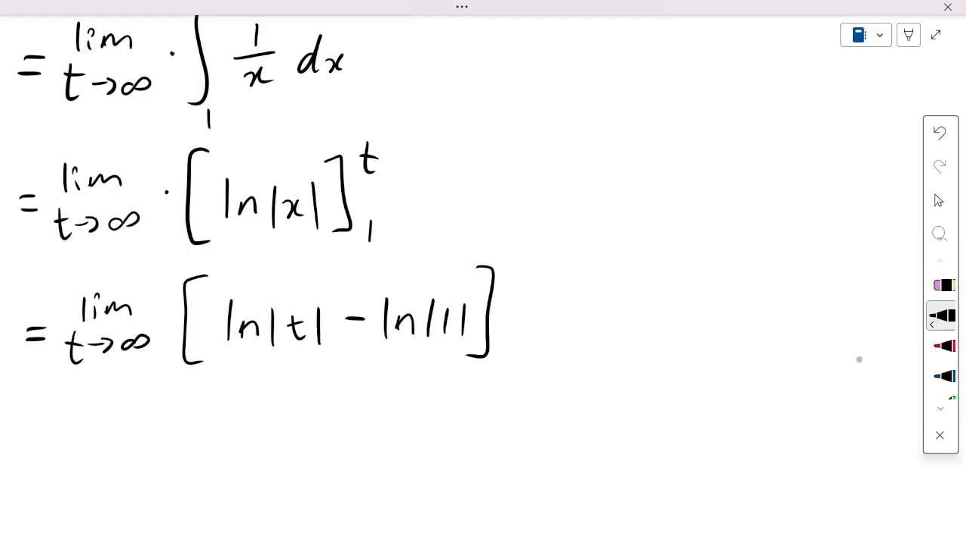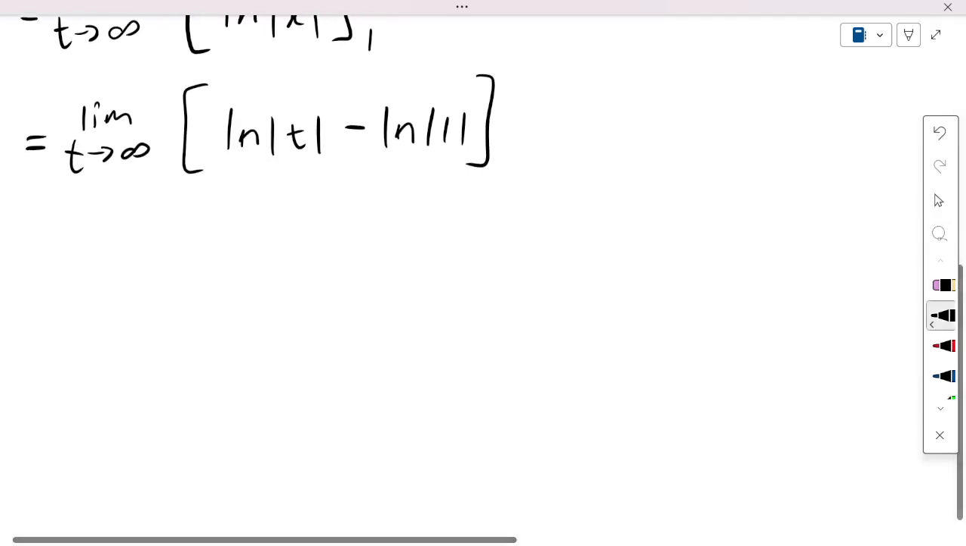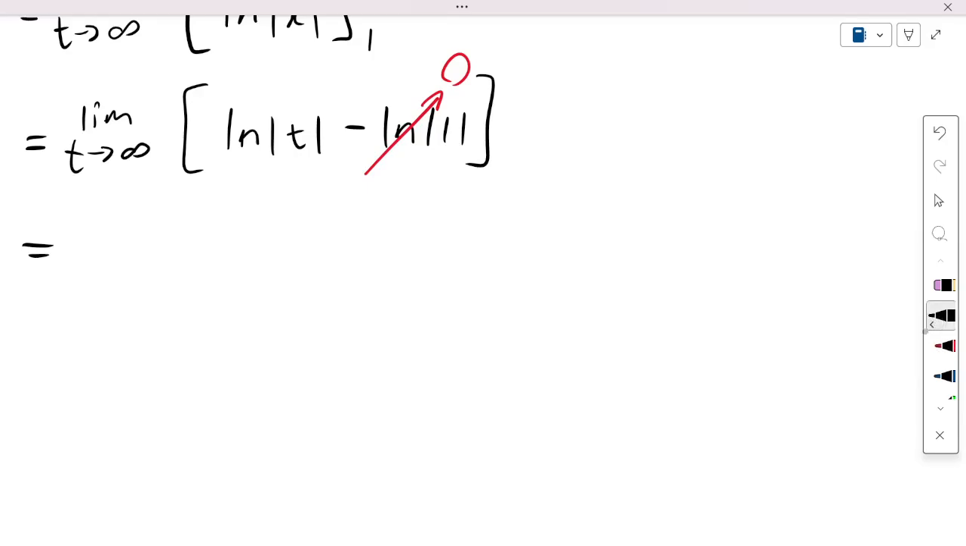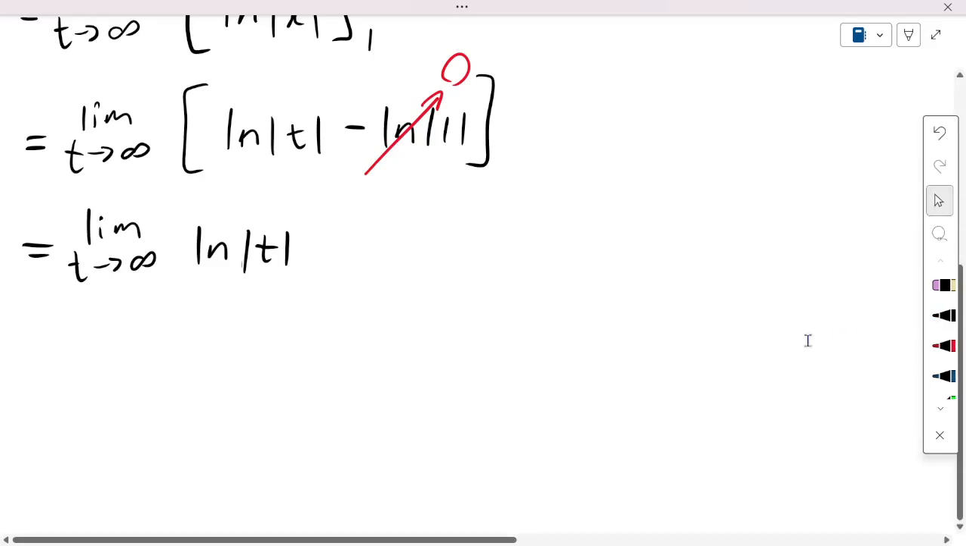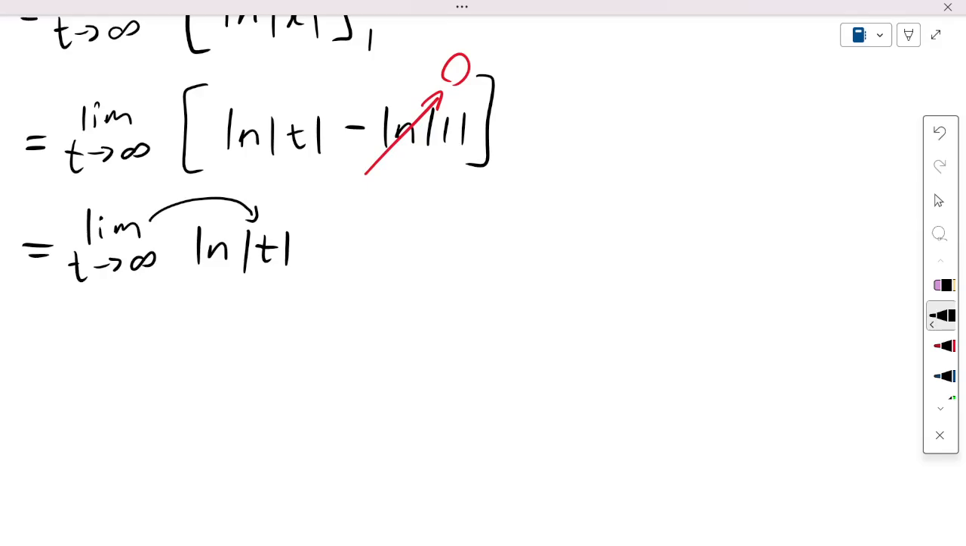Let's just look in this bracket quickly. What do we know about the natural log of 1? The natural log of 1 is just equal to 0, so we don't have to focus on that right now. Therefore, we have the limit as t approaches infinity of the natural log of the absolute value of t. From here, it's pretty obvious what we can do. If you didn't know, you can take the limit straight into this natural log of t and write it as the natural log of the limit as t approaches infinity of t, but we're not going to do that here because I'm pretty sure we know how to do that already.